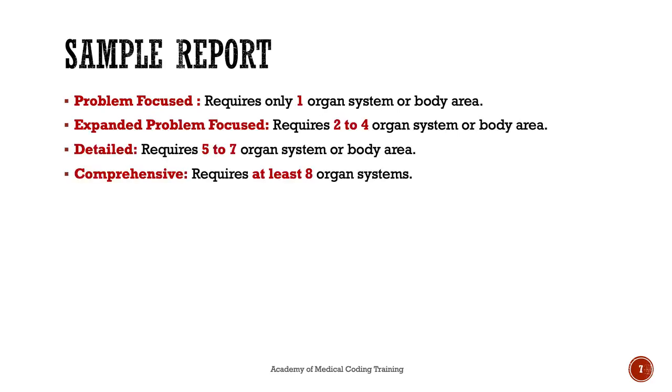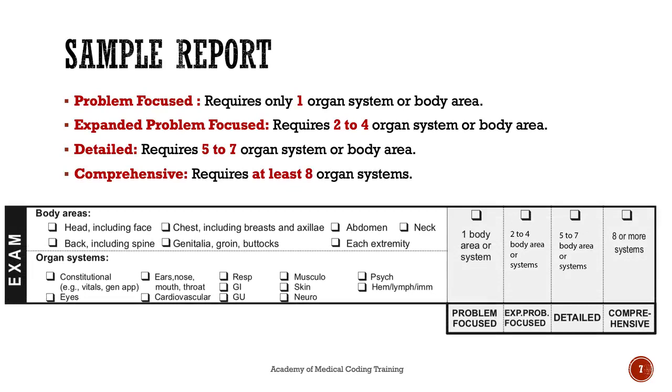Now let's put the findings of the sample report on this table. Since we have seven body areas and organ systems, as per this table, we can say that the level of physical exam is detailed. I hope this is simple to understand and this makes sense as well. I'm reminding again, we are following the 1995 guidelines here, not the 1997 guidelines. I'll cover the 1997 guidelines in a separate video, not in this one.